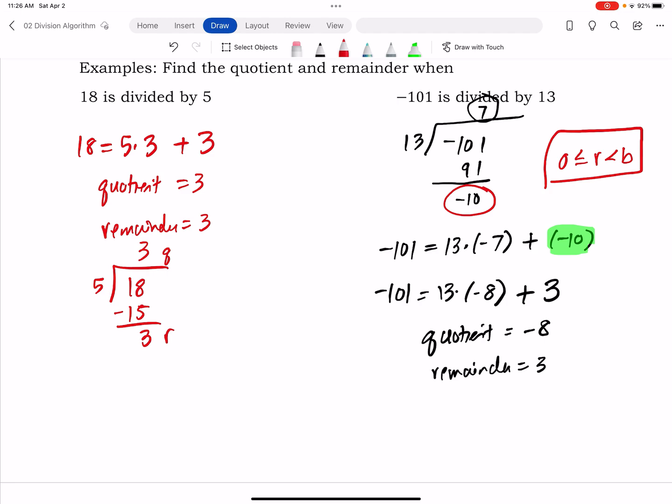So in your calculator, you could do negative 101 divided by 13. It'll give you negative 7 point something. And what you want to remember is you want to take this integer part and make it 1 bigger in magnitude. So use your integer part, your quotient is negative 8. And then you can figure out your remainder from there.